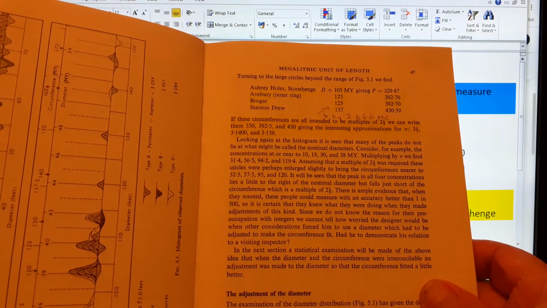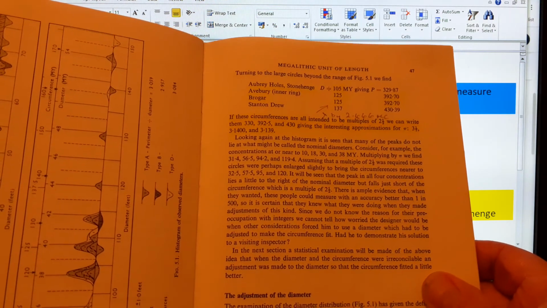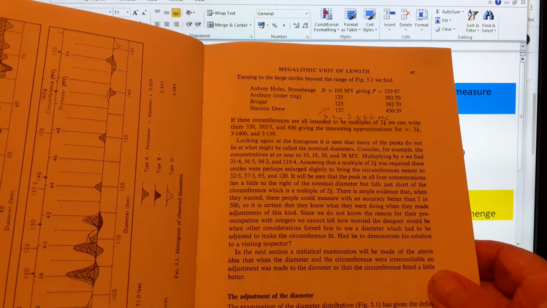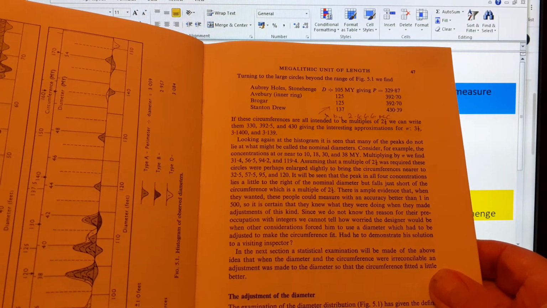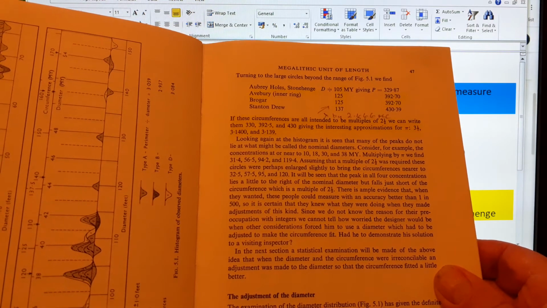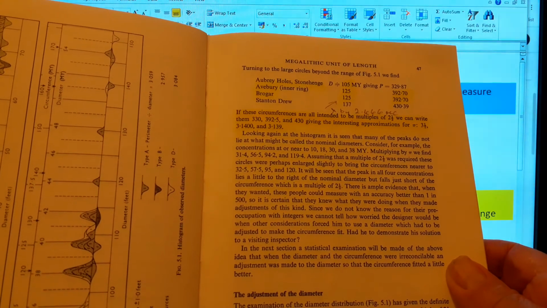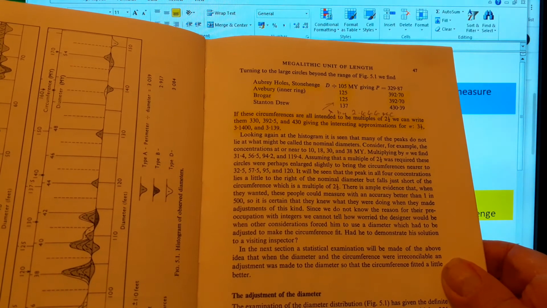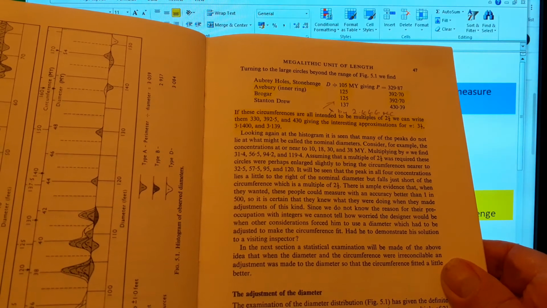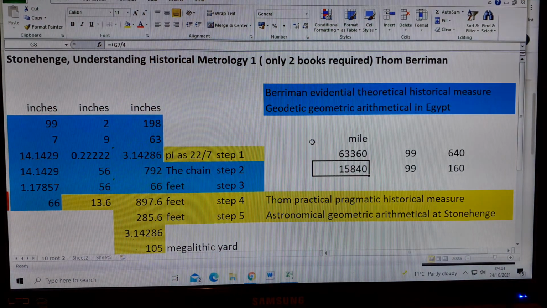And the other one is Alexander Thom, page 47 of his first book: Aubrey holds Stonehenge diameter equals 105 megalithic yards without any doubt. He suggests if these circumferences are all intended to be multiples of 2.5, we can write them 330 instead of 329.87, giving the interesting approximation for pi of 3 1/7, 22/7. And that's where Berriman and Thom collide.